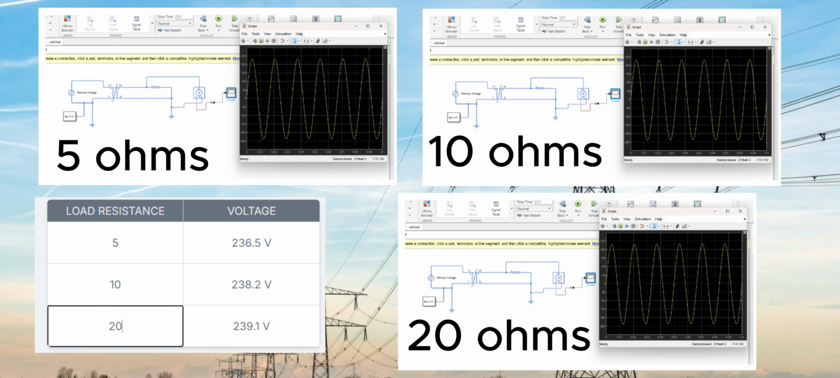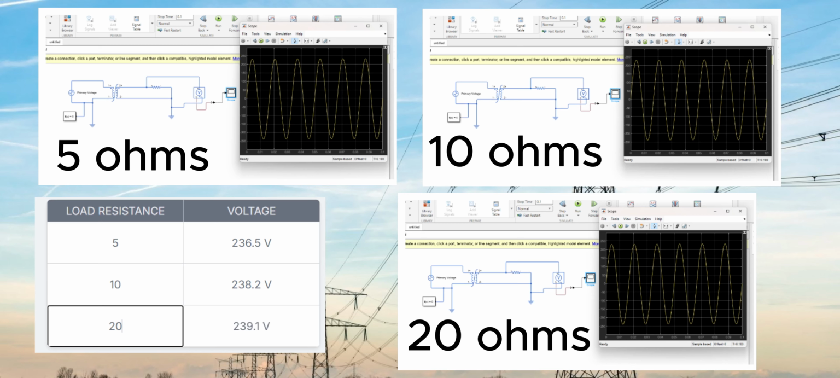Based on the simulation results, we observed that increasing the load resistance caused a slight increase in secondary output voltage. This occurred because a higher resistance drew less current from the transformer, resulting in a smaller voltage drop across the transformer's internal winding resistance. On the other hand, decreasing the load resistance led to a slight reduction in output voltage.